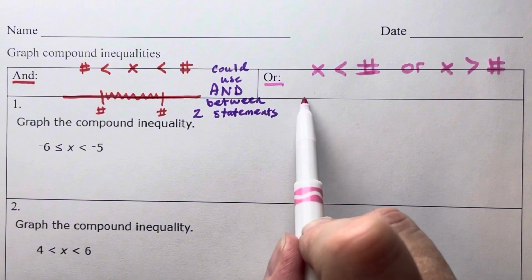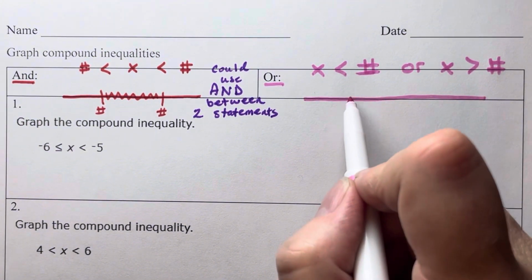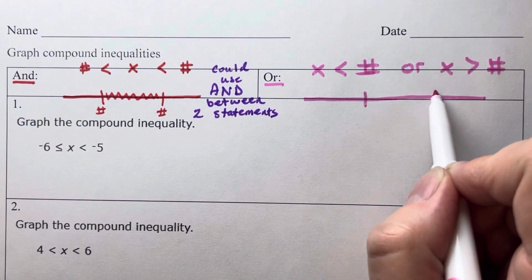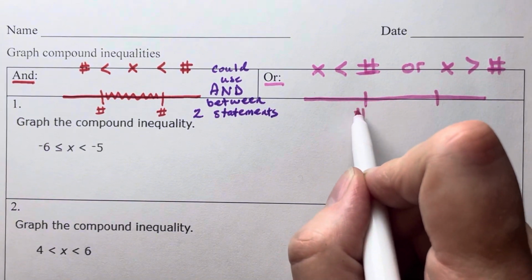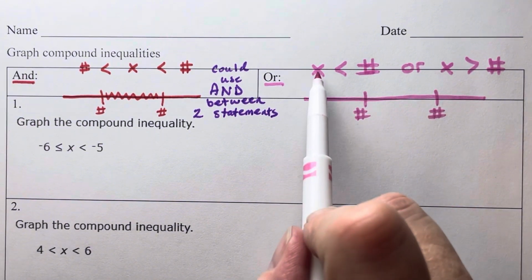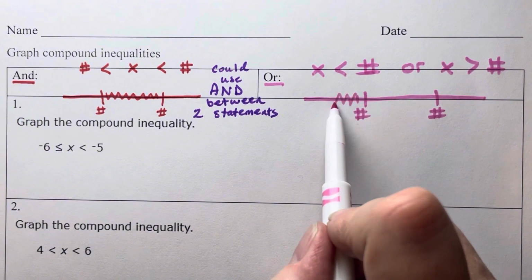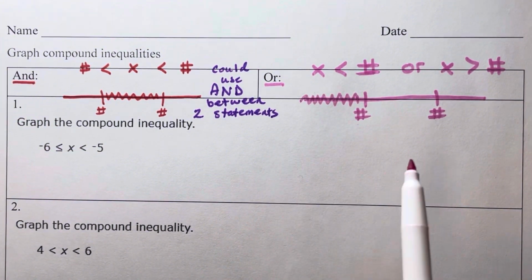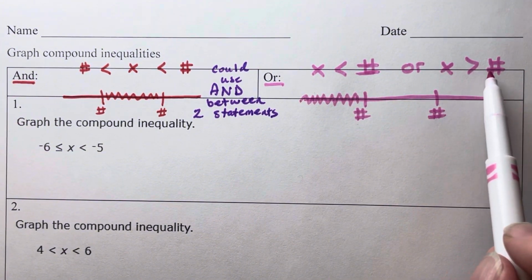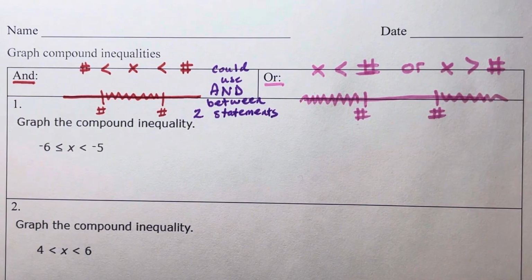Okay, back to the graph. When you are graphing with an "or," you are again going to have your two numbers in order from least to greatest. This is x is less than your first number, so you will shade to the left, and x greater than your second number, so you will shade to the right. And that's how these are always going to work. This is pretty simple. Let's see how it goes.